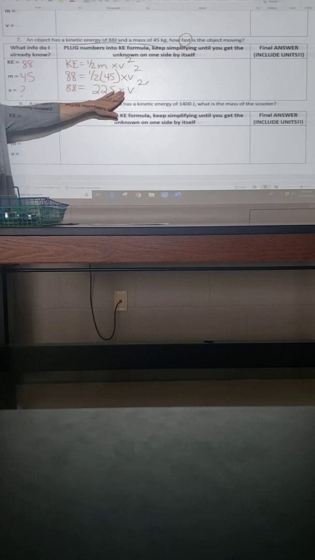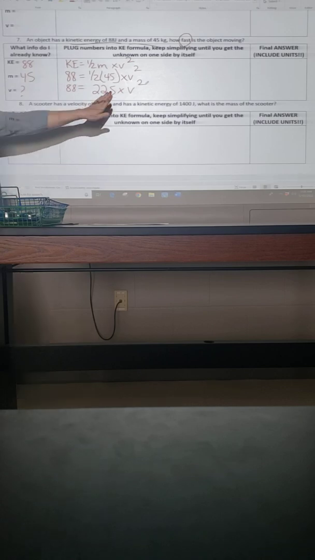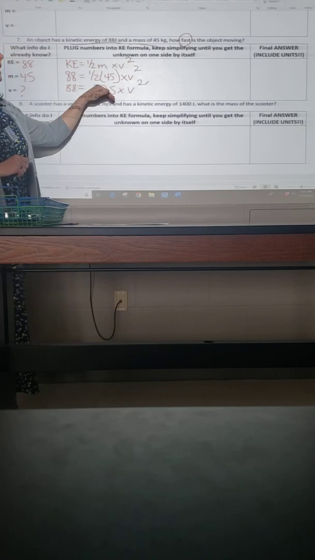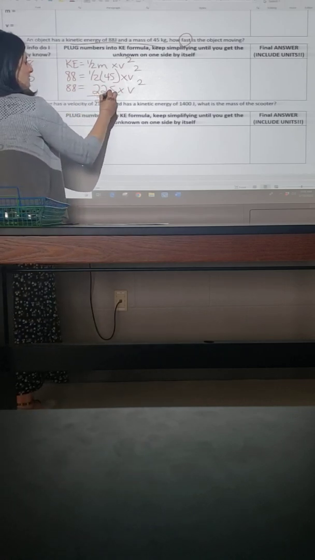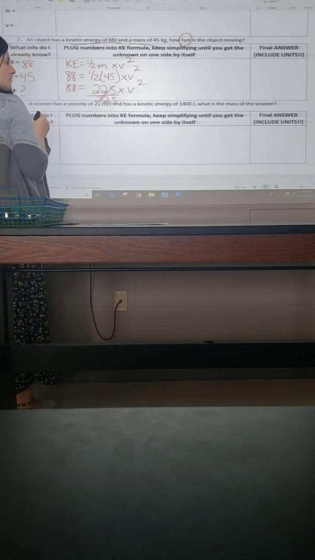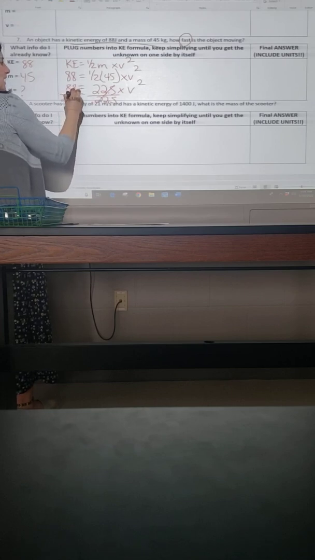Now I'm at the point where I'm multiplying by 22.5. How do I get rid of that? What is the inverse of the multiplication? We're trying to leave it so v squared stays. How do I get rid of my 22.5? Well, divide. Yep. My inverse of multiplication is division. I divide those, and I do that to both sides.